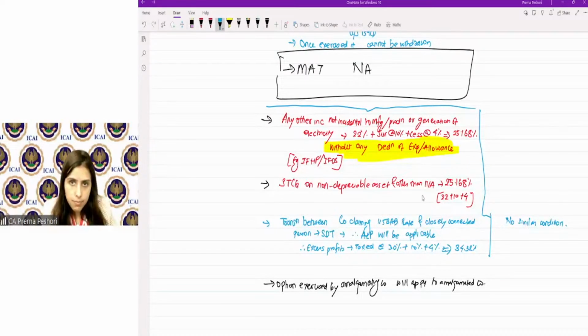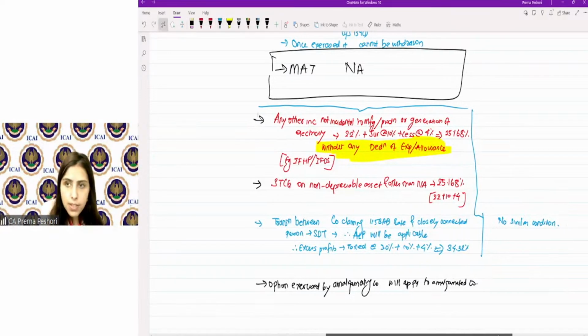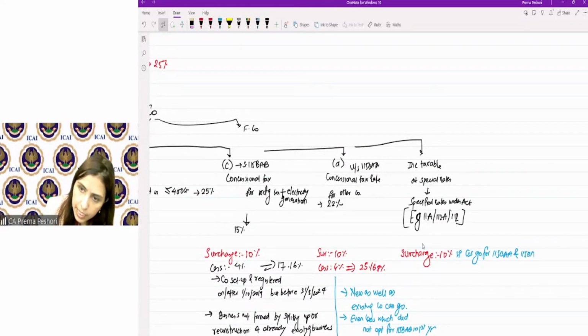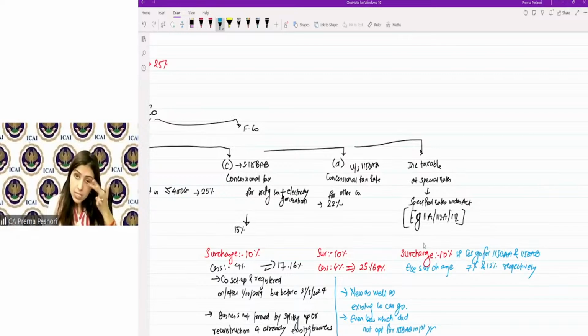Now, with respect to the other income which is to be taxed, this is also a notwithstanding provision. If there is any other income under 112, 112A, or short-term capital gain, that will continue to be taxed at that rate, but the surcharge will remain 10%, which is what we have written over here, and the cess will be 4%. So income taxable at special rates will continue to be taxed at this rate only. Only if you are going for 115BAA and 115BAB, the surcharge will be 10%, else the surcharge will be 7% and 12% respectively.